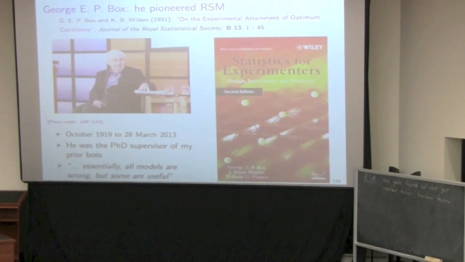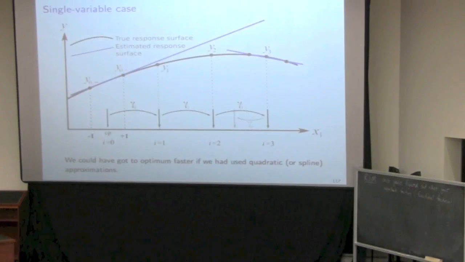George Box is also most famous for a whole variety of quotes, but one that gets used most frequently is essentially all models are wrong, but some are useful. And that's exactly the quote we're going to use today. Let's see how that applies. So George Box said that if you want to approach the optimum, with this response surface method, you need to climb the mountain. How do we do that?